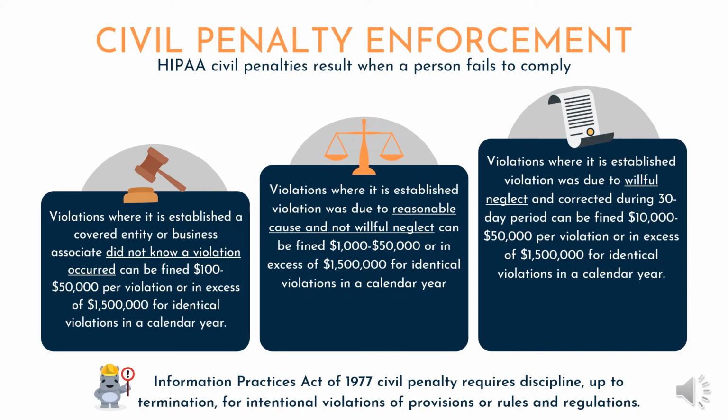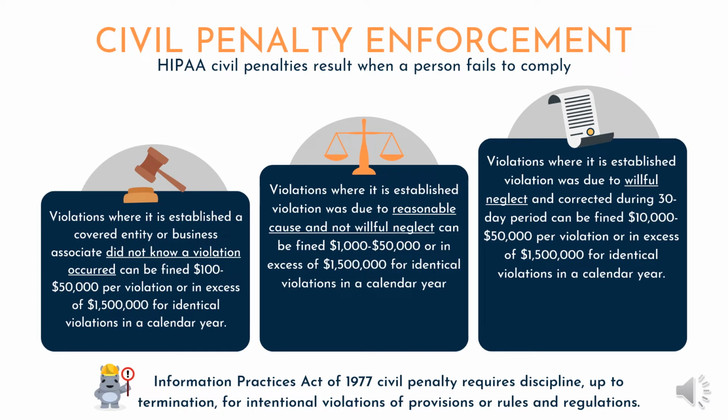There are 3 different tiers of civil penalties when someone fails to comply with HIPAA. 1. When a covered entity or associate does not know a violation occurs. 2. When a covered entity or associate caused a violation with reasonable cause. 3. When a covered entity or associate caused a violation consciously and intentionally. Fines for these tiers range from $100 to $1.5 million.